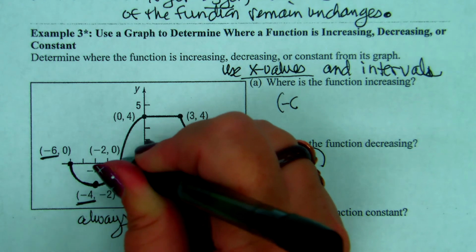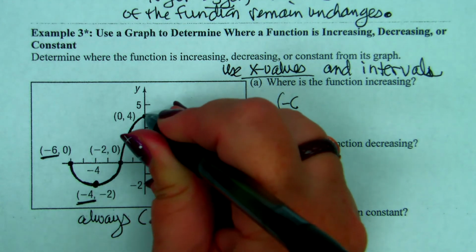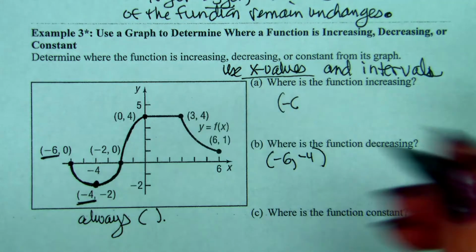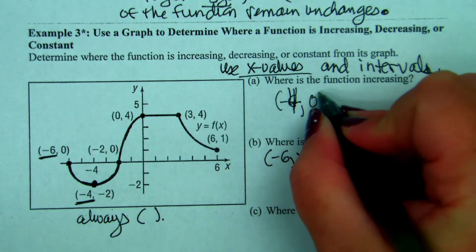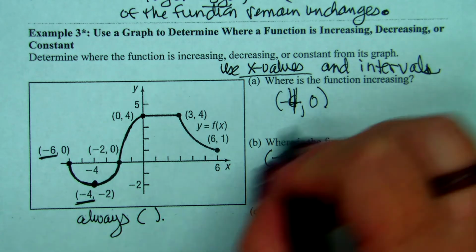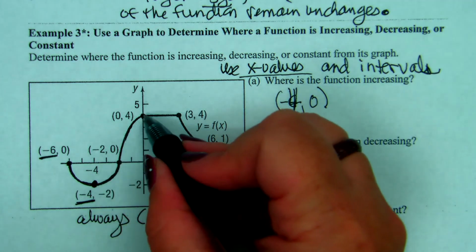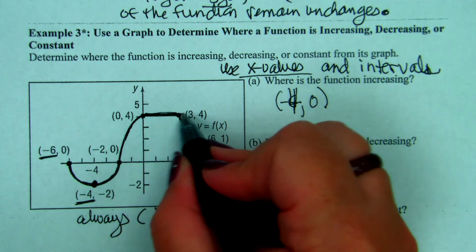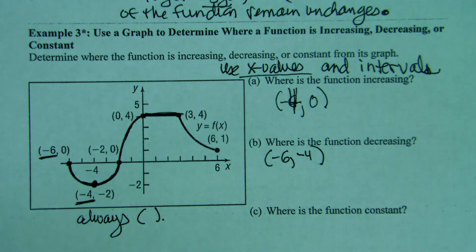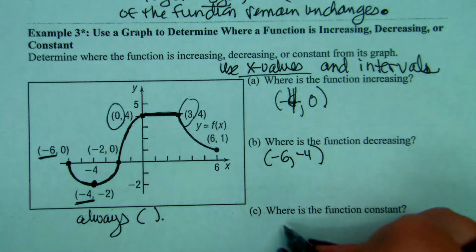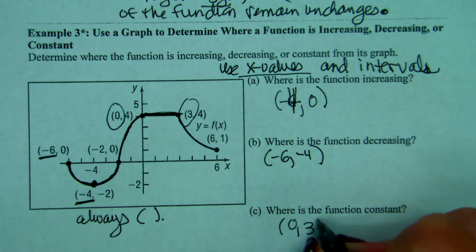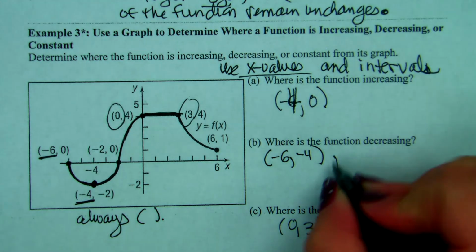It's increasing when you start here at negative 4. It goes up all the way till it stops when x is what? 0. So from negative 4 to 0, that's where it's increasing. What's happening here? It's constant. From which x values? 0 to 3.